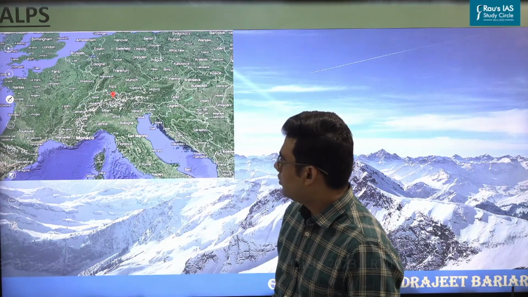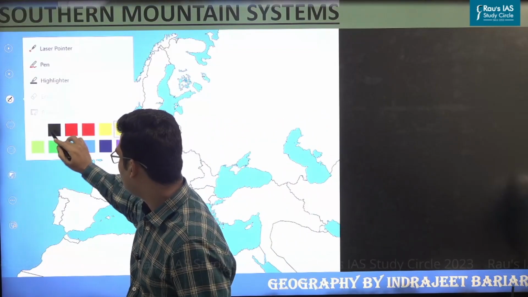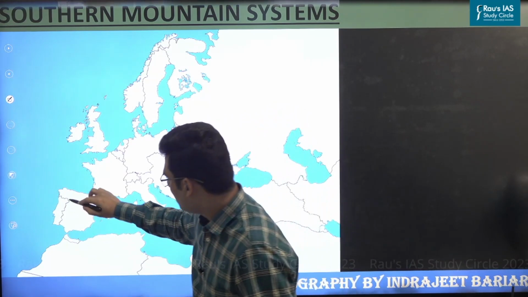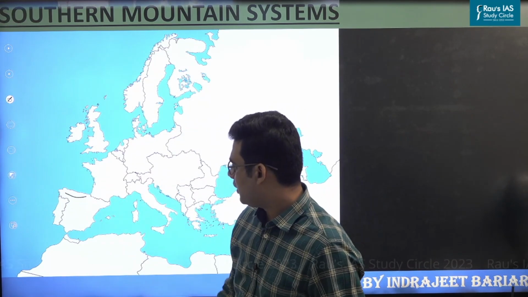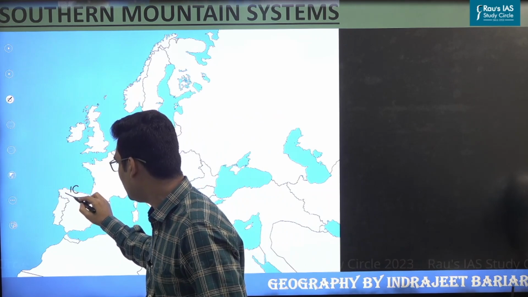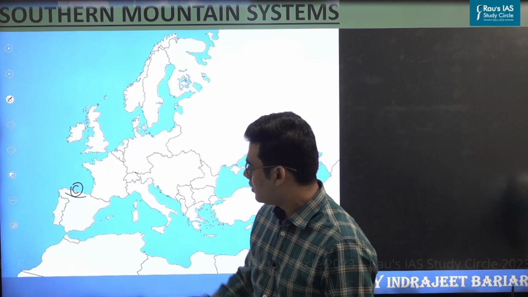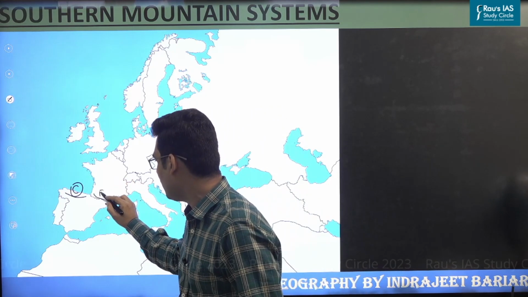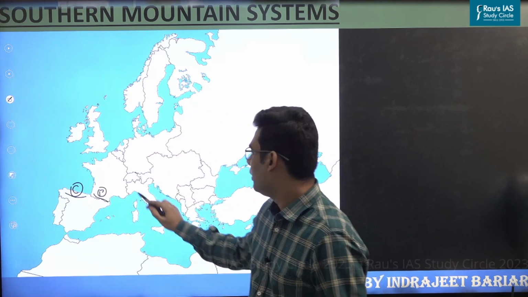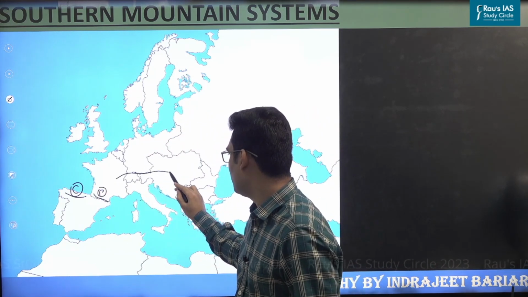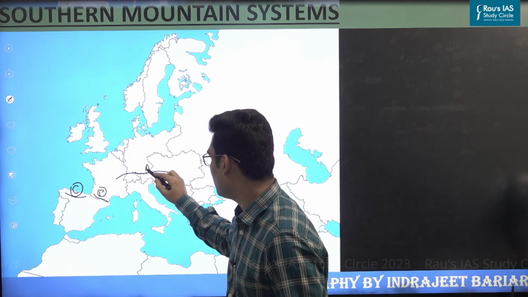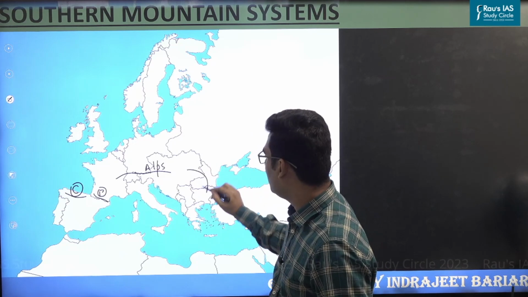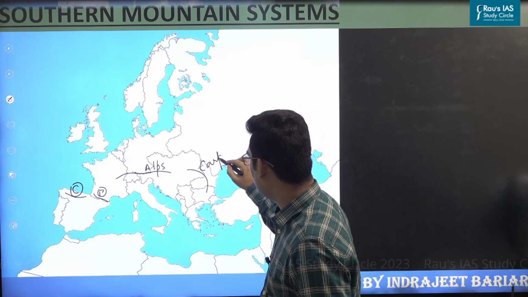So with respect to the alpine mountain system, if we see its different sections, the first, present over here in Spain, is the Cantabrian mountain system, the Cantabrian mountains. Then right along the borders of Spain and France, we have the Pyrenees mountains. Then moving across over here, we have what we call the proper Alps, and in this part we have the Carpathians.